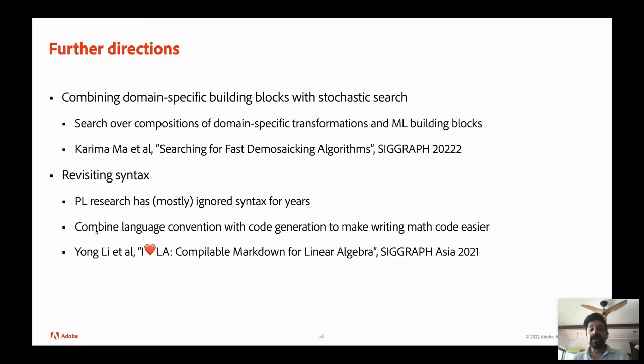Now, mostly PL research has been ignoring syntax for years and years, really treating it as like, well, it doesn't really matter. What's really interesting is the semantics of different languages, because that's how programmers really have to think about the code. I want to argue for a renaissance of syntax because I really do think that we've ignored some of the convenience of syntax.